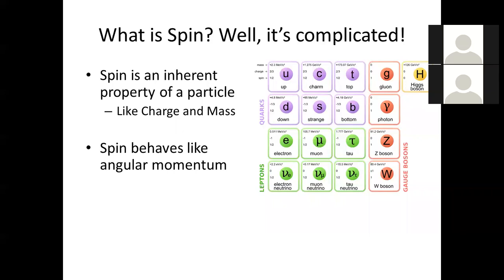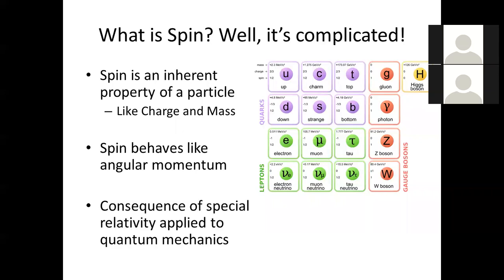The reason that we do that is because quantum mechanics is complicated enough on its own. And if we were going to do things completely right and we wanted to get spin from the ground up, we would have to consider special relativity. So spin is actually a consequence of special relativity applied to quantum mechanics.